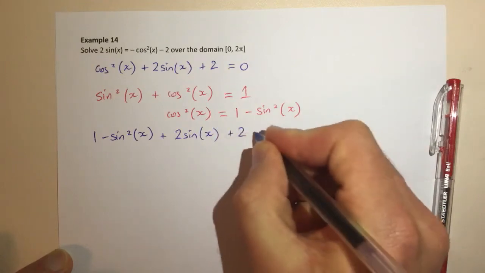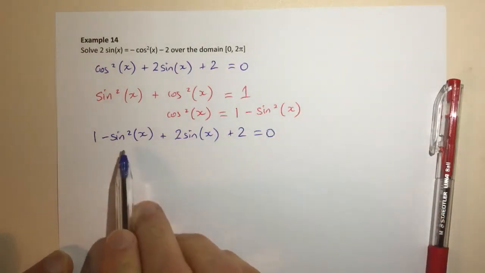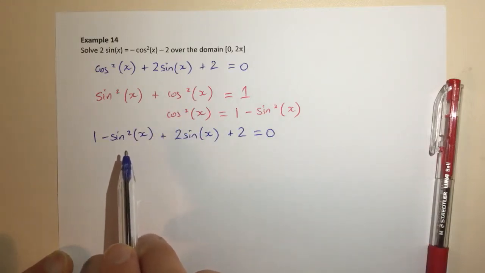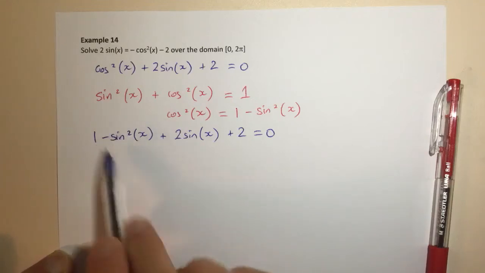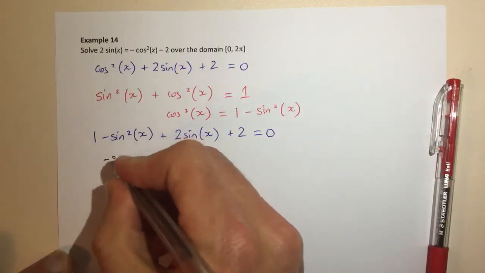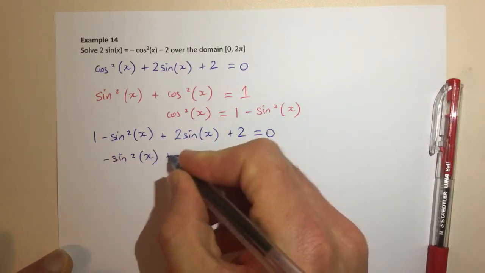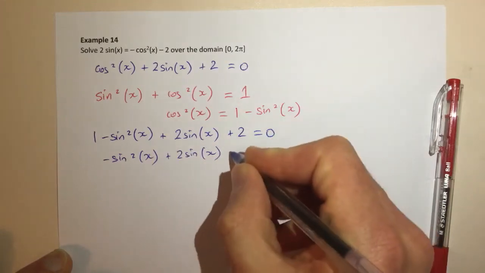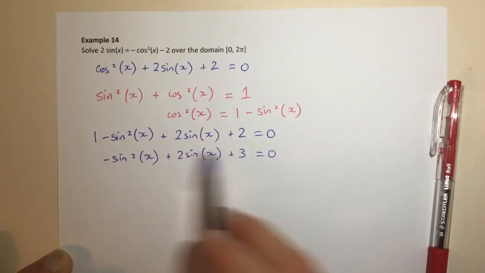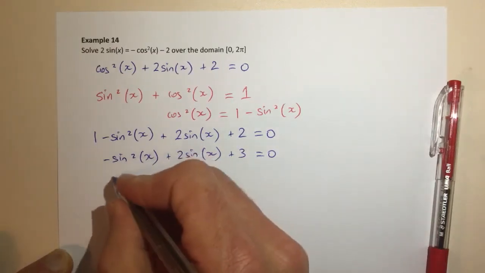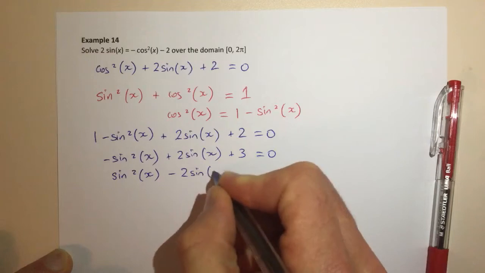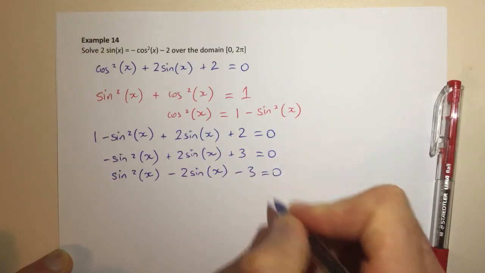And that doesn't fix all my problems, but what it does do is give me an equation with just sine x's in it, rather than having cos x and sine x and trying to deal with them at the same time. So usually we like the squared term to be positive, so let's tidy this up a little bit. Firstly I've got a 1 plus 2, so I might add those two together. But if I want that squared term to be positive, I might multiply everything through by negative 1, so that I get positive sine squared x minus 2 sine x minus 3 equals 0.